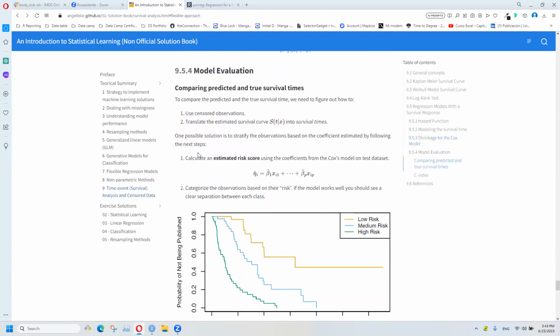So, model evaluation. Model evaluation is tricky in this kind of model. We cannot use our usual metrics for the model in time.